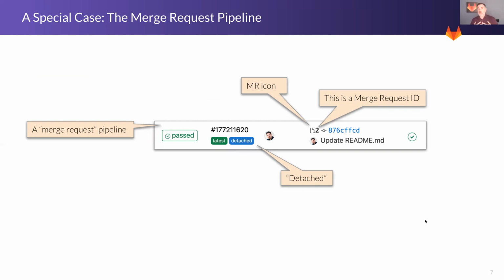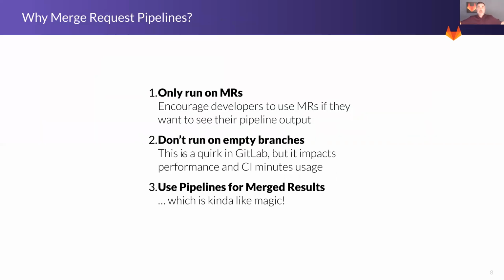I don't actually know why it says detached. I don't know the meaning of the word detached in this context. In my mind, I'm very, very attached to this. This is my merge request, but for some reason we call it detached, and that's what we do. So why do you want merge request pipelines?